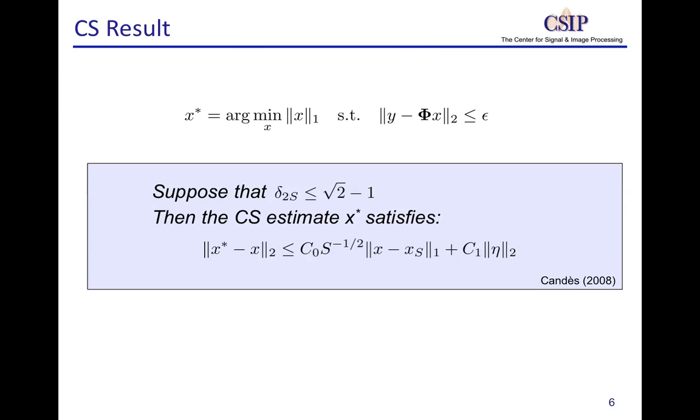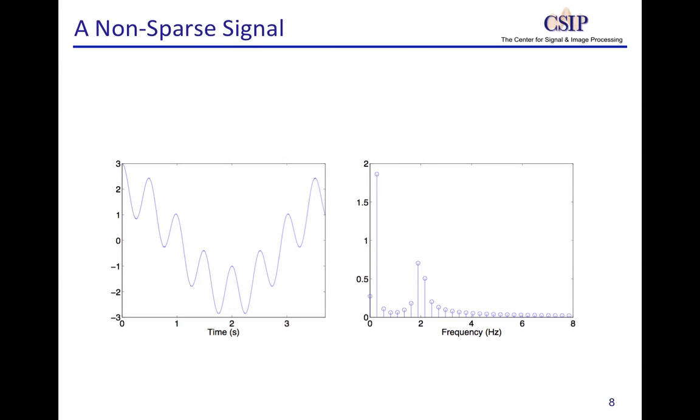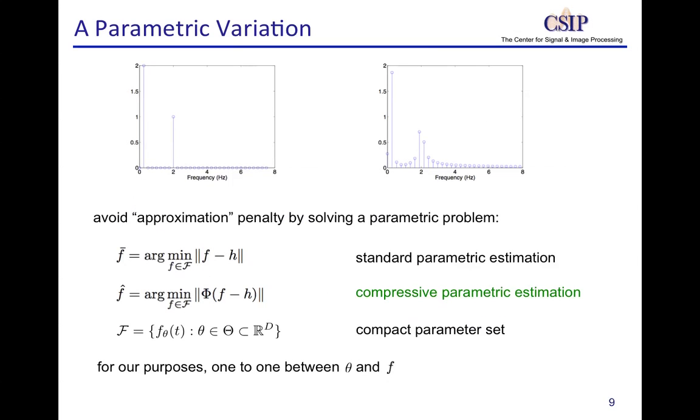But this is somewhat unsatisfying because there shouldn't really be an approximation error here. It's just that perhaps we had a bad model. So we're using a sparse model when perhaps we should be using a parametric model. So that's the main point of the thesis that we're talking about today. We want to avoid this approximation penalty by solving a parametric problem instead.